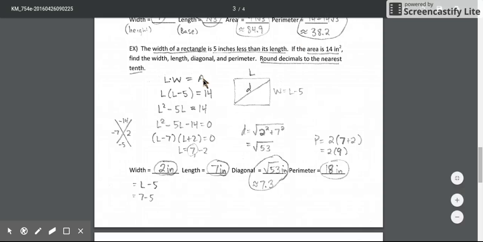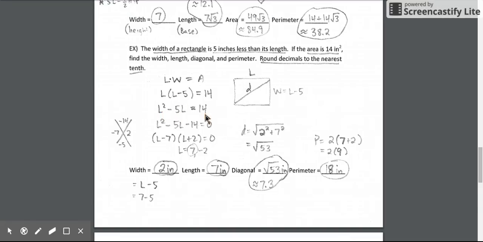So in order to find area, we're multiplying length times width. So if we instead multiply L times L minus 5 and set it equal to 14, the area, then we could solve for L. We could distribute. L times L is L squared, and L times negative 5 is negative 5L. We could subtract 14 from both sides to get a quadratic equation in standard form, and then we could use quadratic formula or an X-factor technique to help us solve.